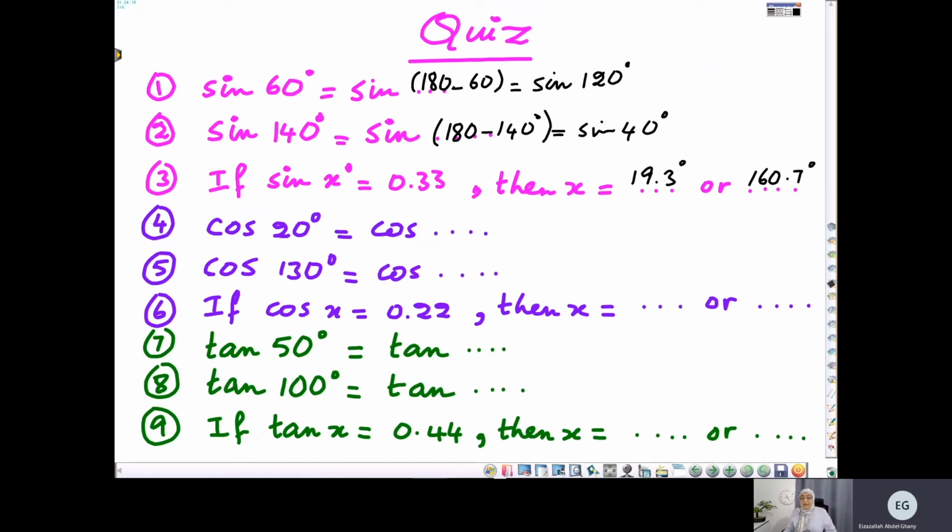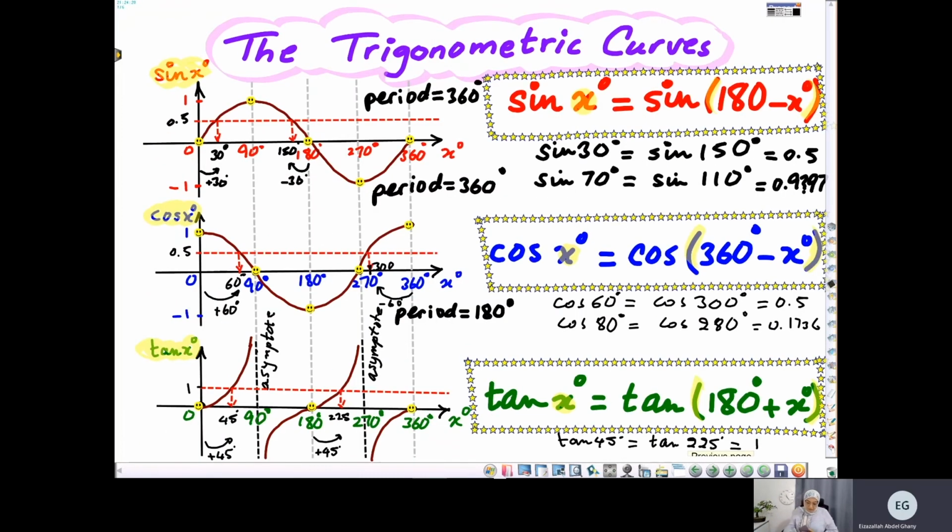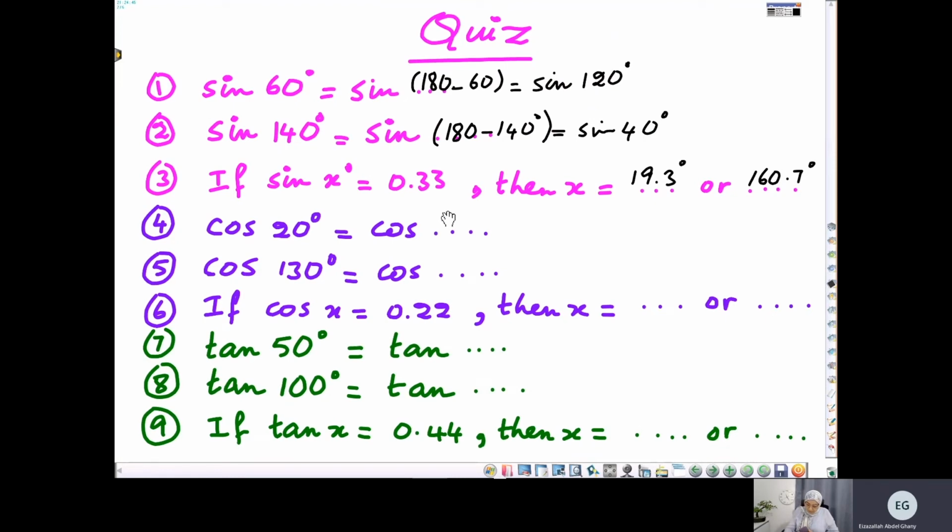Another example for the cosine. He gave me cosine 20. I should write cosine. Which other angle has the same cosine? Let's revise. For the cosine curve, if this is 0.2 on the y-axis, you take a horizontal line. It will hit the curve at an acute angle first, and then over there at 360 minus this acute. Okay, so this one will be 360 minus this acute, which is cosine 340 degrees.